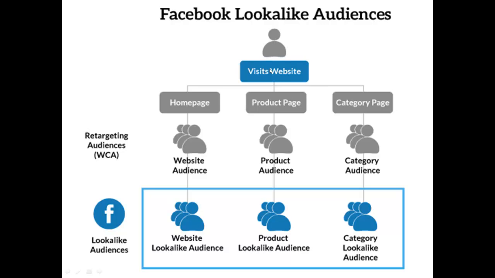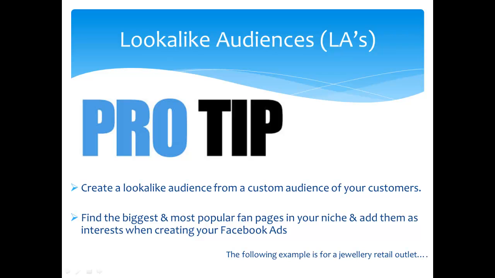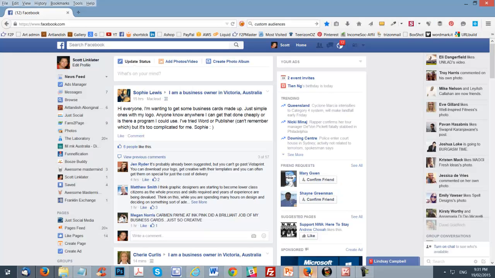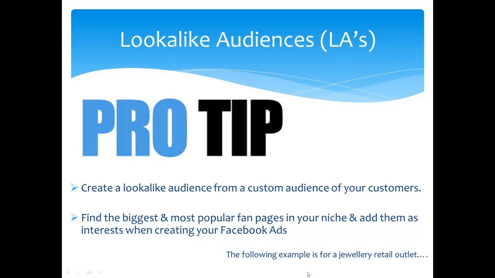For the second one, people visit your website, and then they go to a product page. You create a website custom audience for all the people that went to that product page, and then you create a lookalike audience off of it. Or it might be a category page. Whatever it happens to be, it doesn't really matter. The more targeted the website custom audience is, the better, most likely, the lookalike audience will be. Before we go on to the next section, bear with me, I'll show you how you create a lookalike audience.